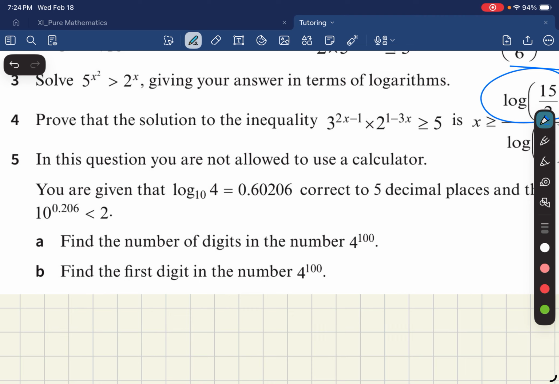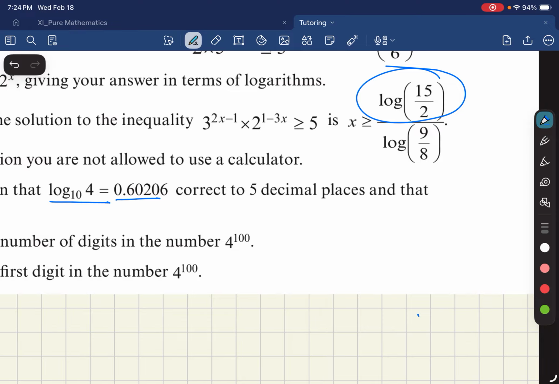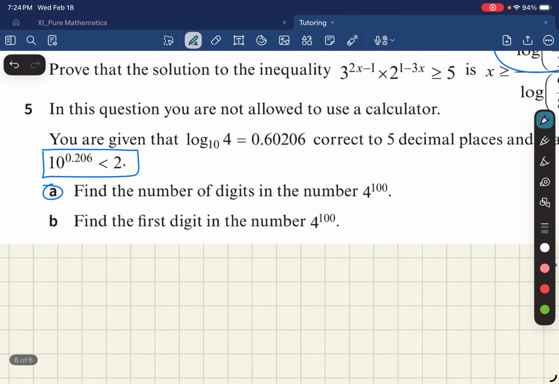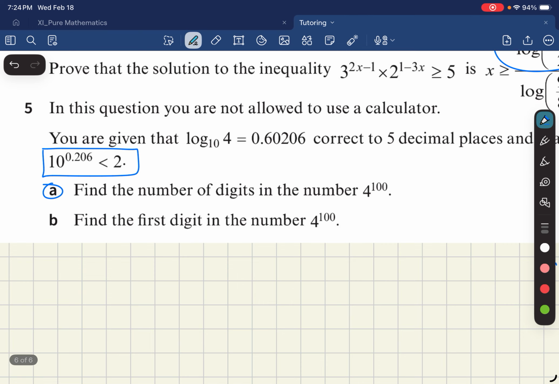So question 5, we are not allowed to use a calculator. You are given that log this is equal to this, correct to 5 decimal places, and that, okay, we are given 2 facts. So find the number of digits in the number 4 to the power 100. Let's try to think about this question.